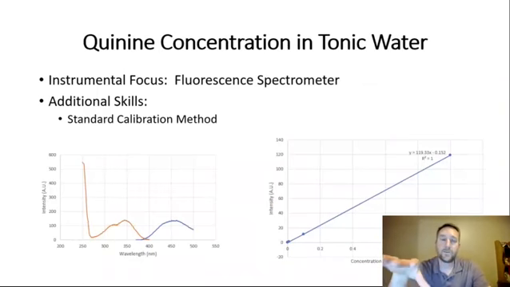One of the next things that we did, so the first half of this course is really focused on molecular spectroscopy. And so the next piece that we did was to look at emission spectroscopy. So they were looking at fluorescence in this particular case. And so we were using a fluorescence spectrophotometer. So that was the instrumental focus.